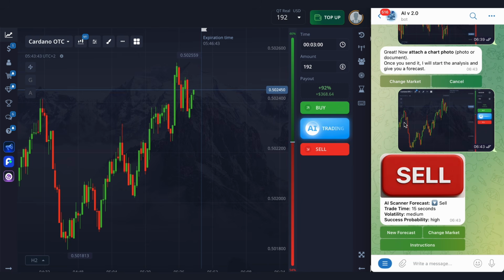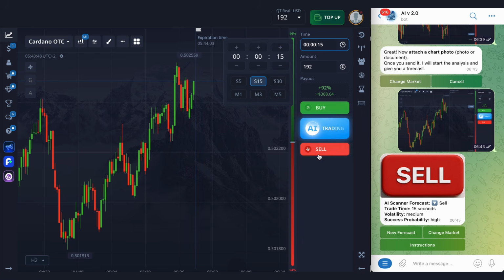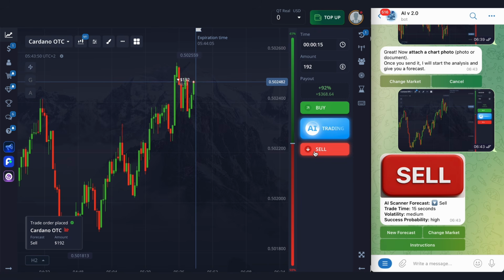Holding on tight to see how this is gonna play out, and it is a 15-second sell. Let's set our timer on 15 seconds and execute a sell order for this trade. We're gonna hold on tight and see how this is gonna play out, ladies and gentlemen. Prediction is that this is gonna be a medium volatile trade, success probability to be high.